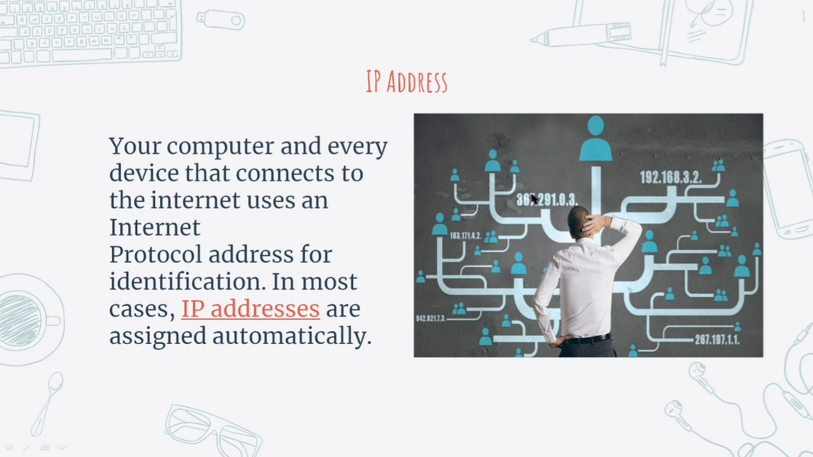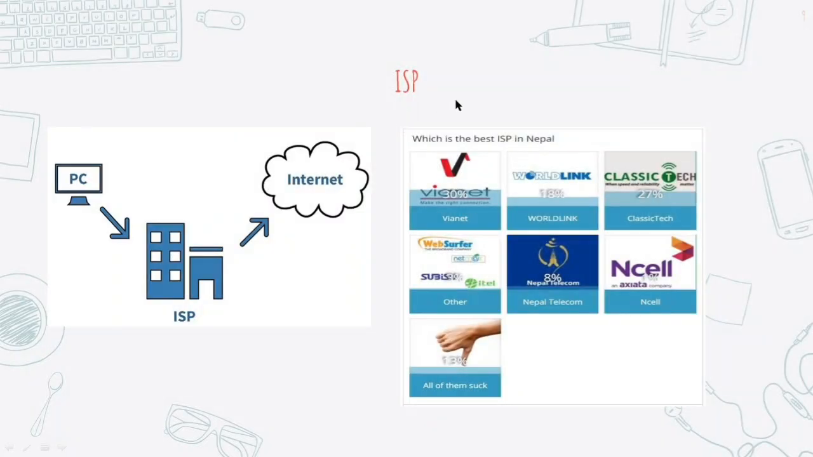So this is IP address. Every computer has an IP address. By default, it is provided by the ISPs to us. Okay, there are deep concepts on that. So this is IP address. Okay, ISP, internet service provider. Like who is providing you internet? In my case, I'm using WorldLink internet.